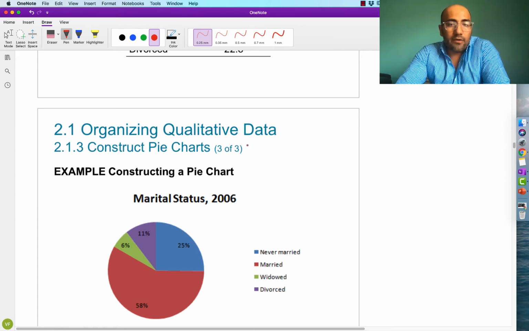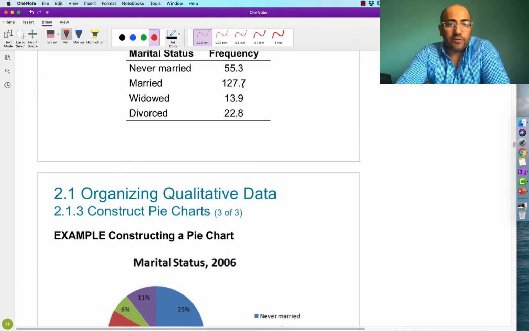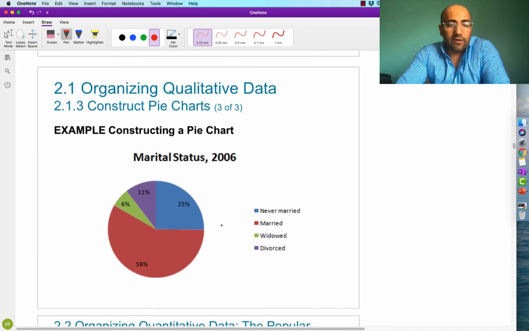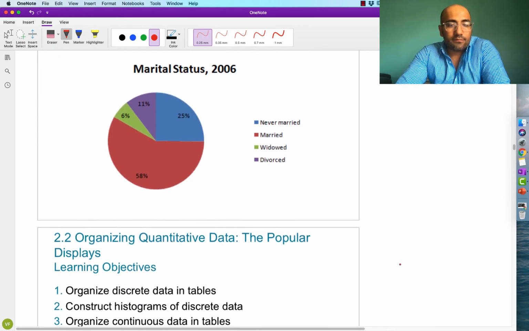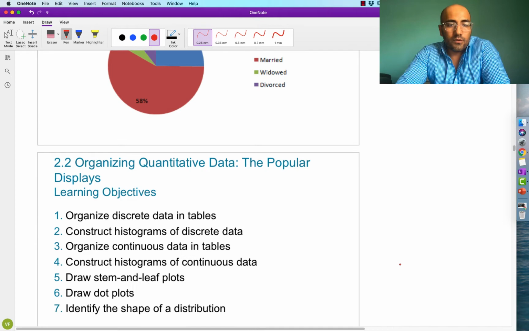Good. Married is the largest one, 127.7, divided by the total of all of these, and that'll give us the 58%, which is the largest one, right? A little bit more than half. So we're making a connection between the area of our slices here and the proportion of each category. Good.